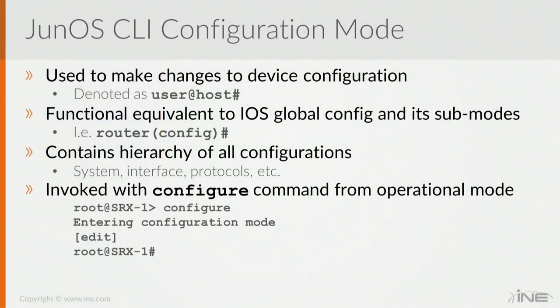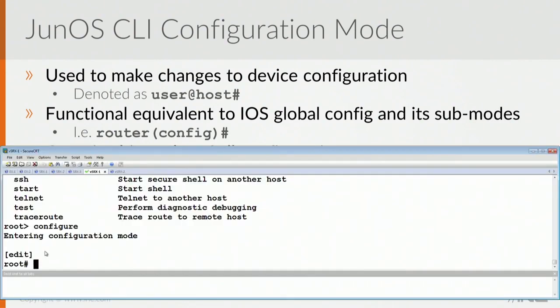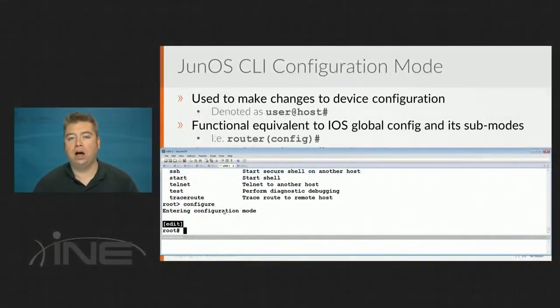Now, when we get into configuration mode, one of the key differences we'll see between JunOS and iOS is that it always keeps track of where we are in the hierarchy, and it shows it here in brackets. As we start and look at the configuration mode, it says that we are in edit. This is essentially the equivalent of global config in iOS.